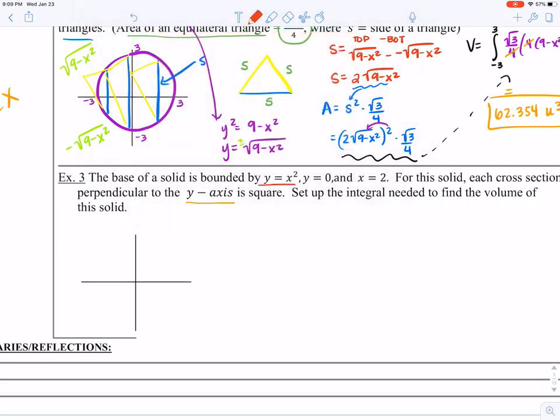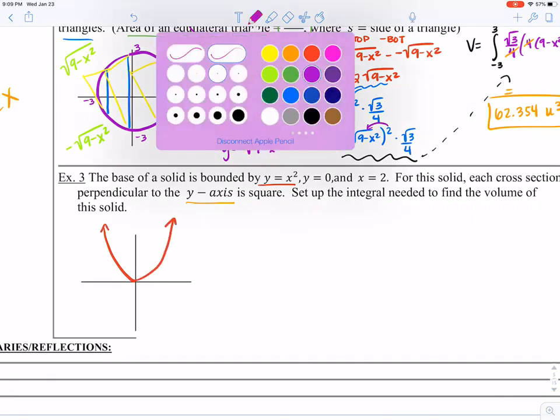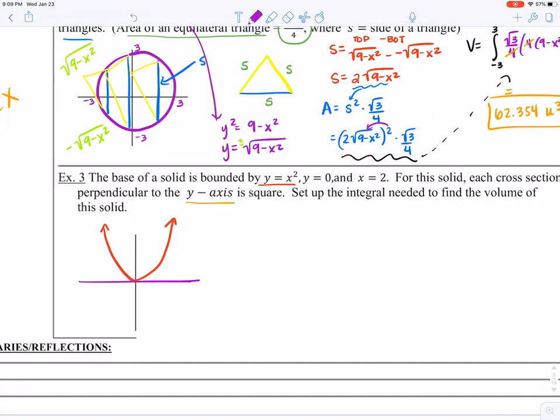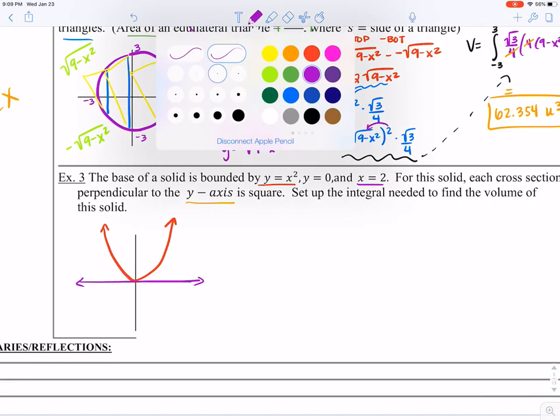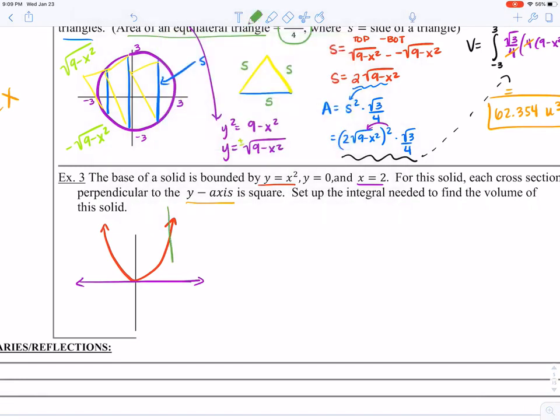It says bounded by y equals x squared, y equals 0, which is the horizontal line, and x equals 2, the vertical line. And so the area that is going to be our base of the solid will be that guy right there.